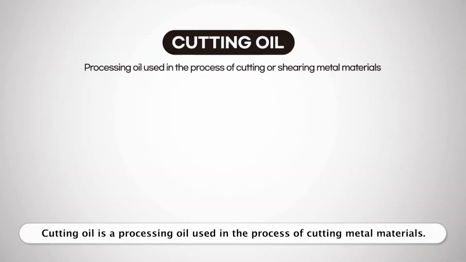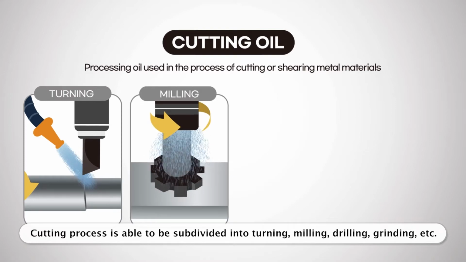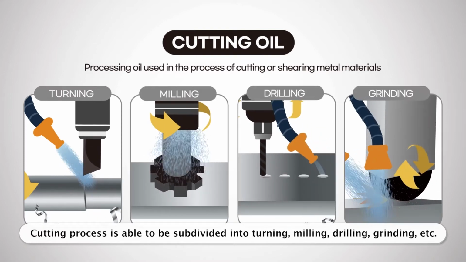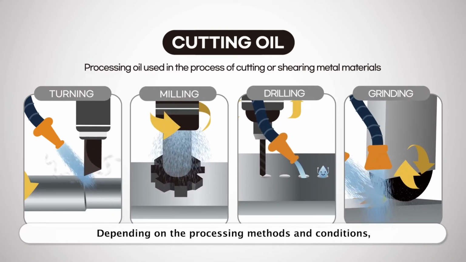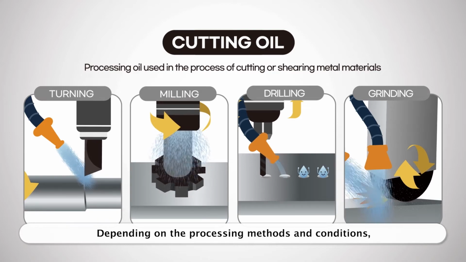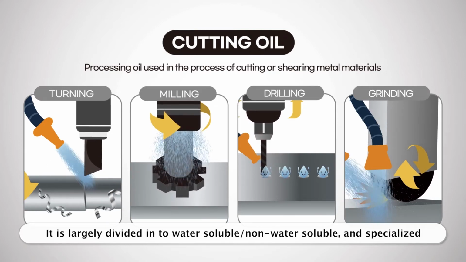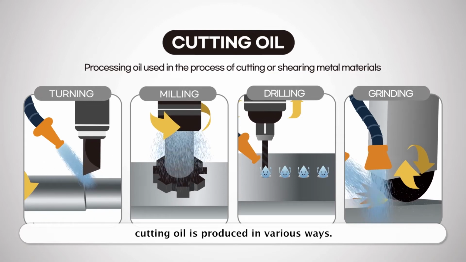Cutting oil is a processing oil used in the process of cutting metal materials. Cutting process can be subdivided into turning, milling, drilling, grinding, etc. Depending on the processing methods and conditions, it is largely divided into water-soluble and non-water-soluble, and specialized cutting oil is produced in various ways.